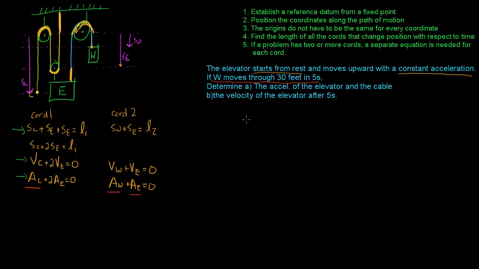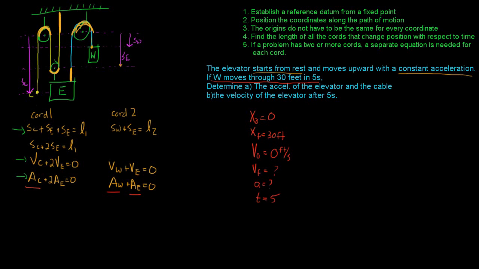If we write down what we know, we have an initial position of 0. We have a final position of 30 feet. We have an initial velocity of 0 because our elevator is starting from rest, which means our system is starting from rest, 0 feet per second. And we have a final velocity of unknown. We don't know this now. We have an acceleration, which is unknown. And the time that we're looking at is 5 seconds.